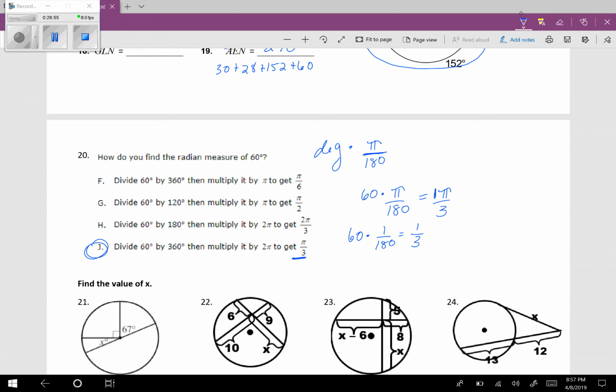But look what it said. Divide 60 degrees by 360 and then multiply by 2 pi. Y'all, this whole pi over 180 is equivalent to 2 pi over 360. These two things are equivalent. So these are the two ways that you'll see radians expressed. It's either pi over 180 or 2 pi over 360. But just make your life easier, calculate it the way that you know, and then match the answer that you get.